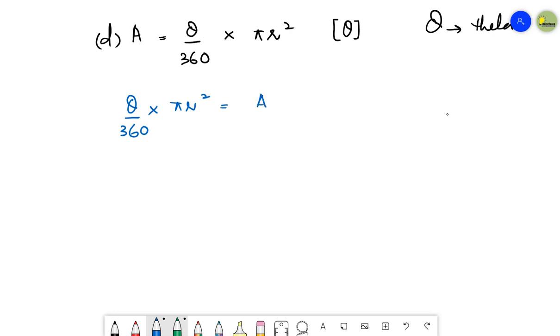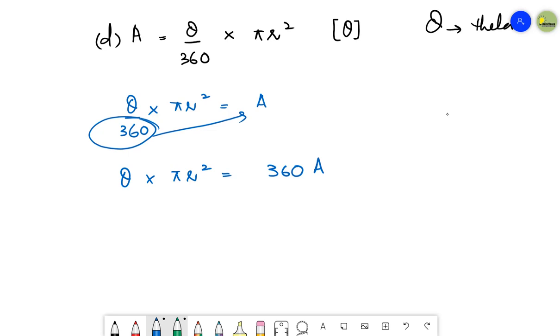Now, one by one, just shift the values that are present with theta to the other side. 360 is present in the denominator. It is dividing the whole value, so it will be multiplied with A. You can write theta multiplied by pi r square equals 360 multiplied with A. This is the first step in which you have shifted 360 that was present in the denominator to the other side of the equation, and it is multiplied with A.